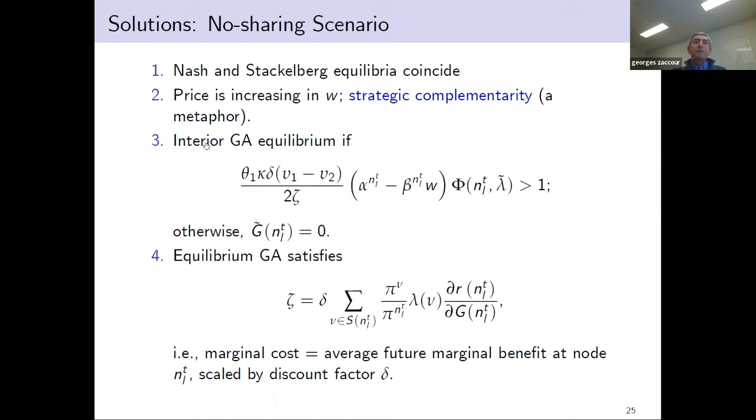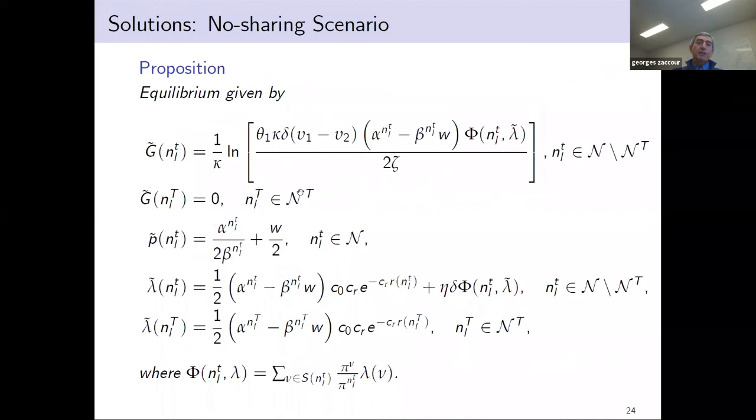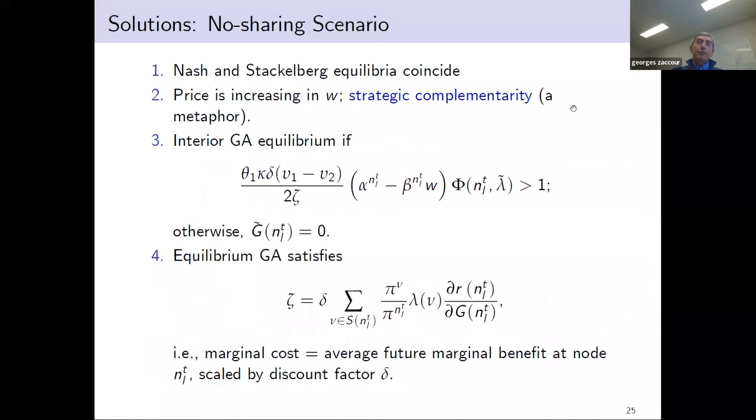In the literature, we always discuss how the price varies with the wholesale price. And we say that there is strategic complementarity when the retail price is increasing in the wholesale price. So you can see from here that this P is increasing in W. However, here I'm using strategic complementarity in a metaphorical sense because W is a constant.